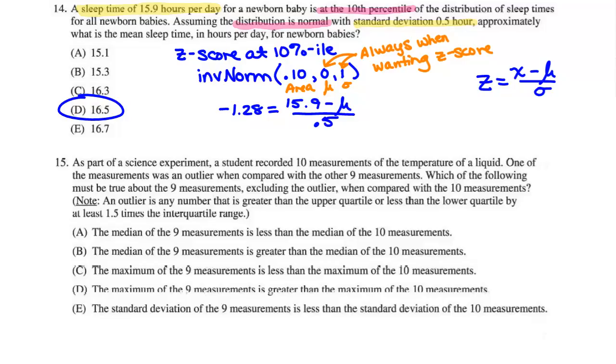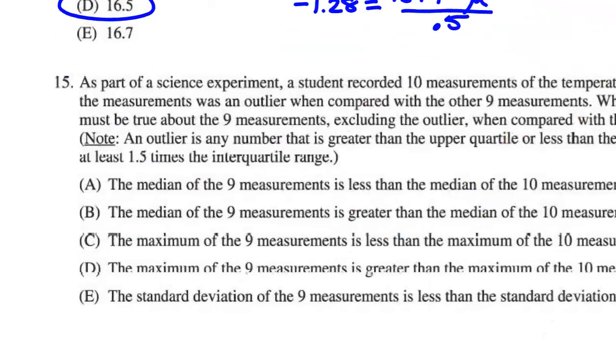Number 15. See how we did on number 15. Most people got this one right. As part of a science experiment, the student recorded 10 measurements of the temperature of a liquid. One of the measurements was an outlier when compared with the other 9 measurements. Do they tell you anything about which way the outlier went? We don't know if it's much lower than the other 9 or much higher than the other 9.